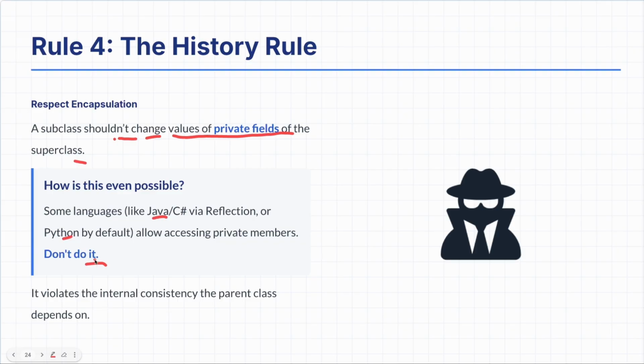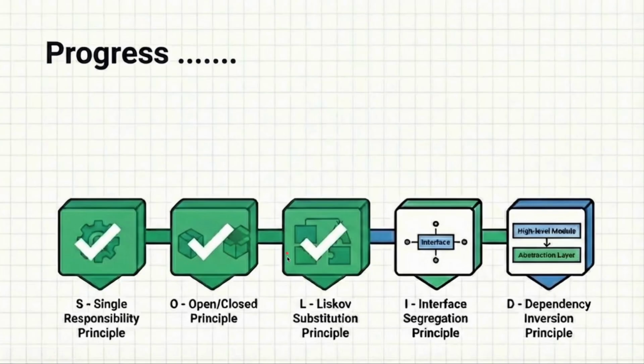So with this, we have now covered the Liskov substitution principle. Till now in this series, we have covered the single responsibility principle, the open-closed principle, and the Liskov substitution principle. In the upcoming videos, we'll move forward with the interface segregation principle and the dependency inversion principle. Once we complete all the solid principles, we'll then switch to design patterns and go into them in much more depth.